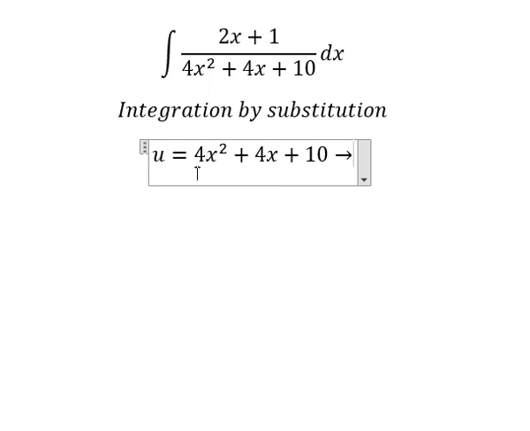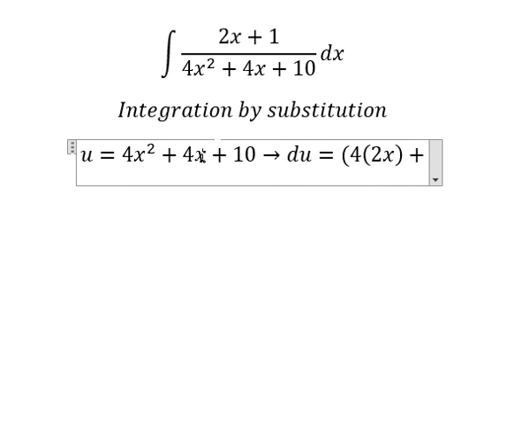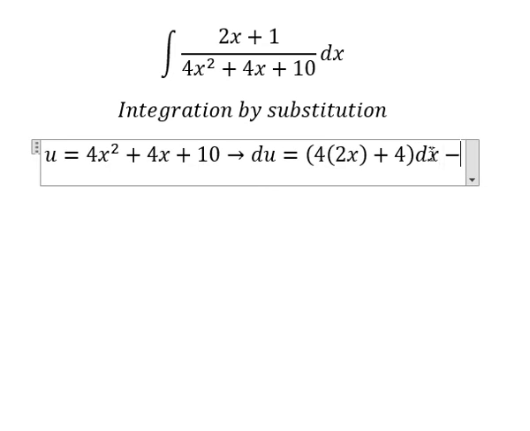Later, we need to take the first derivative of both sides. The first derivative of s squared, we have 2s. The first derivative of s, we have number 1, so we have positive number 4. And the first derivative of number 10, this is a constant, so you get 0 in here.